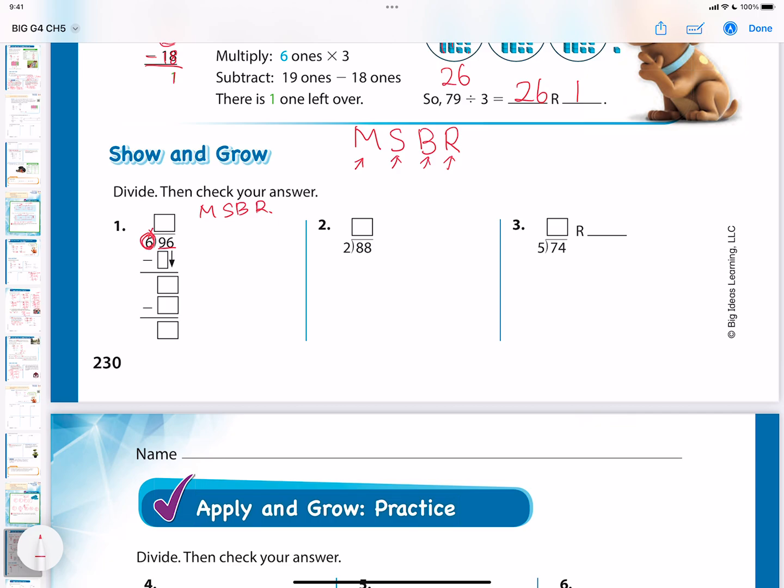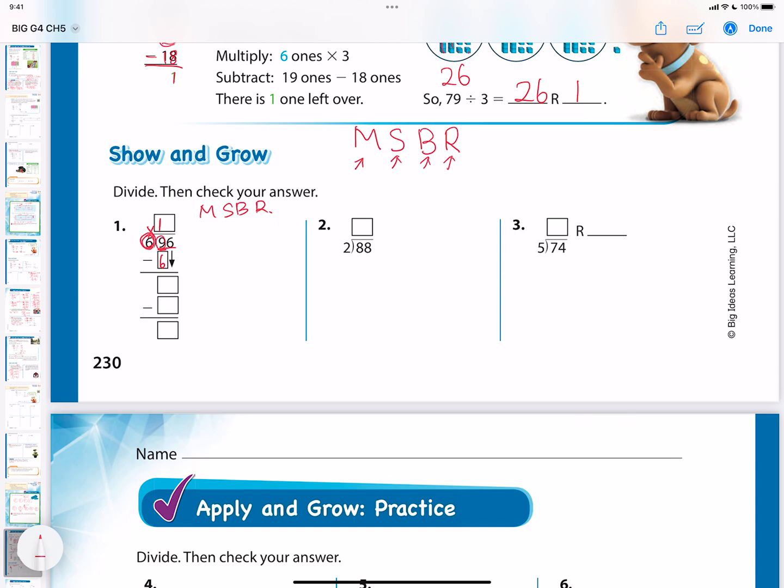All right. So this 6 can fit into 9, right? Yes, because 9 is greater than 6, so we can put 1. 6 times 1 is 6. We cannot go to 2 because 6 times 2 is 12, and you don't have more than 9, right? You cannot give them 12 tenths instead of 9 tenths. When I say 9, it means 9 tenths, remember?